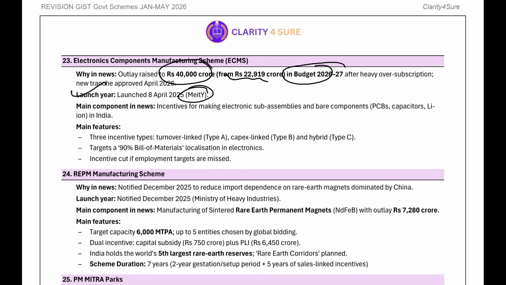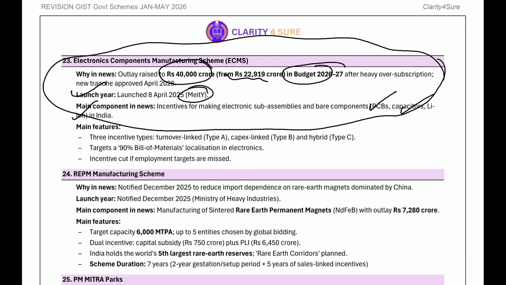Component manufacturing, which covers PCB. I am an electronics engineer only, so I can understand what a PCB is, right? Capacitors, batteries, and so on. Are you getting my point? It will reduce import dependency. Obviously, all the steps have been taken to reduce imports.